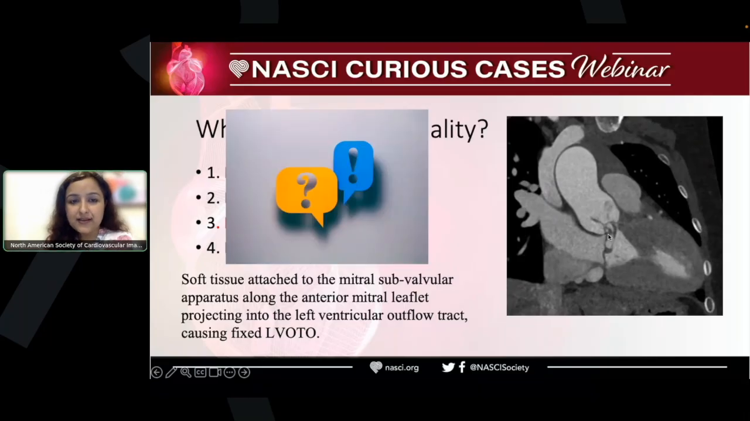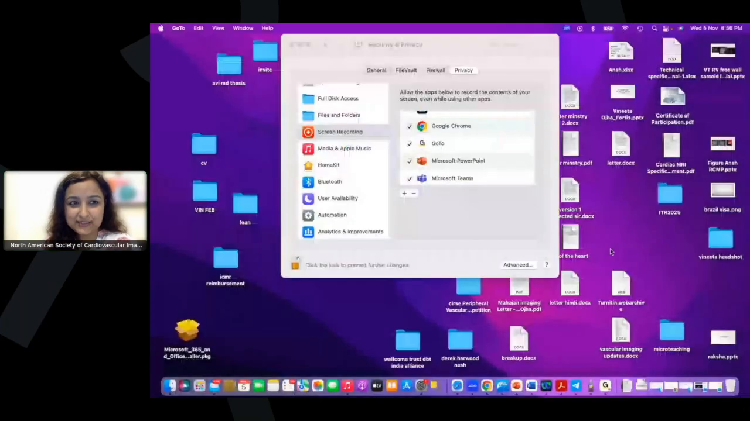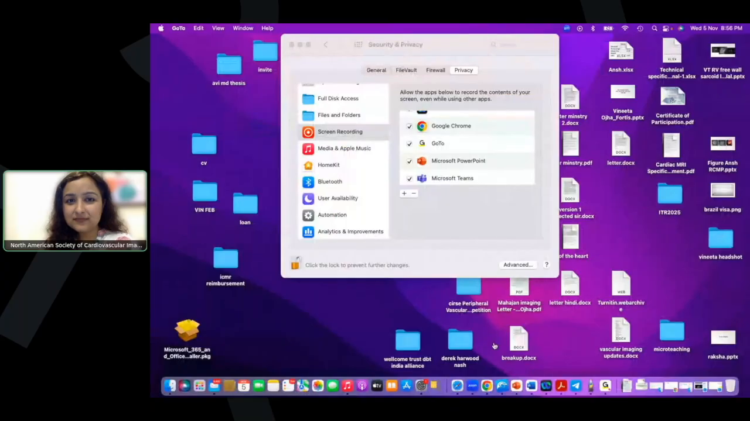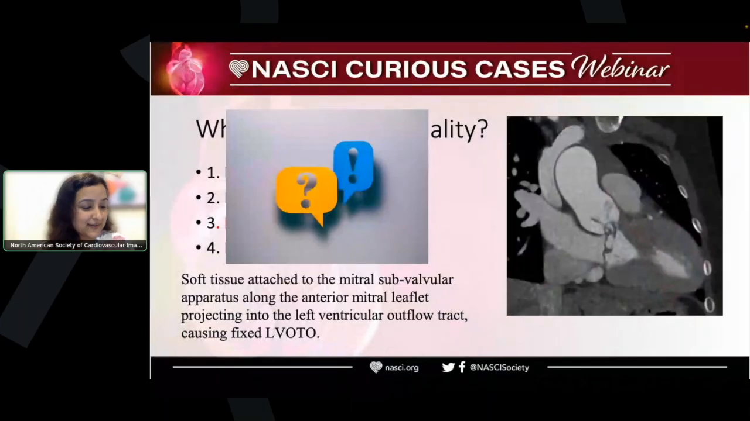So what is the diagnosis? Anyone? Any comments? No? Okay. Is anyone typing something that I'm not able to see? This is the first time I'm using this platform. Okay, now I can see the chat. I'm really sorry, guys. I'll come back to the question later.